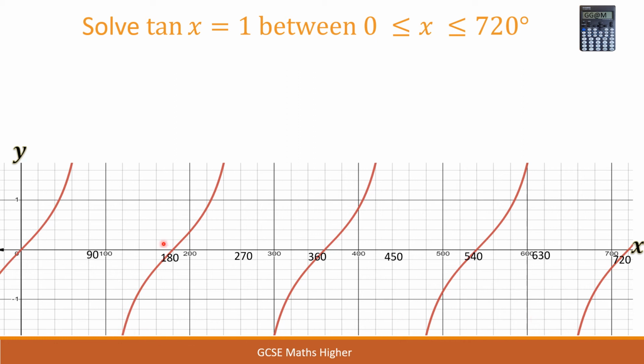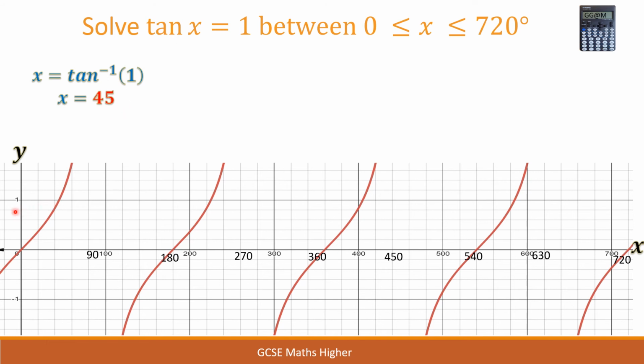The shape of the graph is always the same. This curve always repeats every 180 degrees, and we're going to be using that fact later on to work out the missing angles. In this case, we're looking at when tan x equals 1. So to find x, on your calculator, you will need to do tan to the minus 1. Make sure your calculator is in degrees. If you type that in, you should get an angle of 45 degrees.